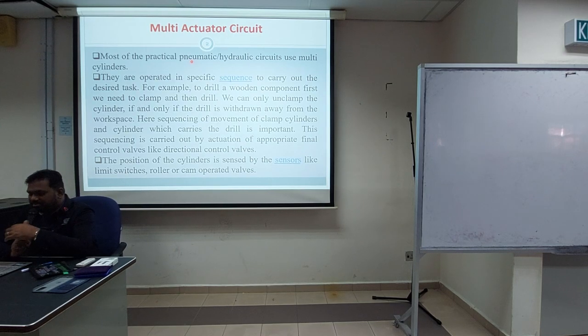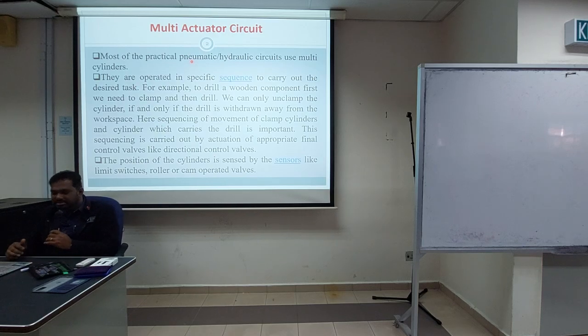In chapter 4, we have seen single actuating circuits, meaning only one actuator or one cylinder. But in most cases we will have multiple actuators, meaning 2 or 3 actuators. In your exam, it will normally be a minimum of 2 or a maximum of 3. We won't have more.